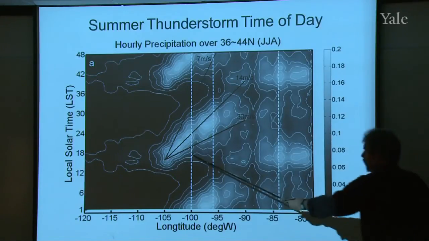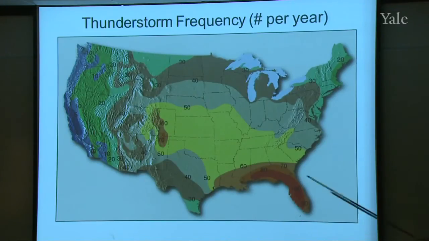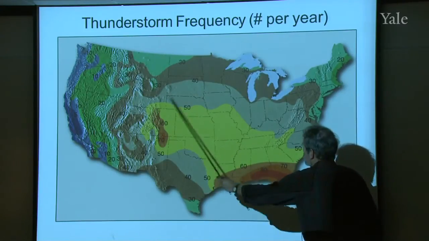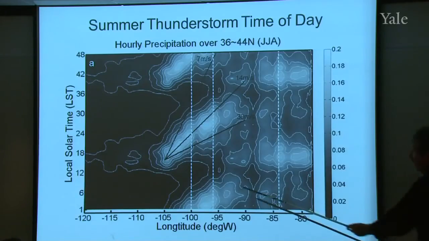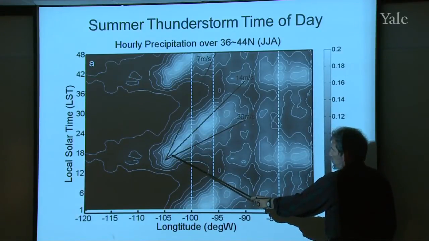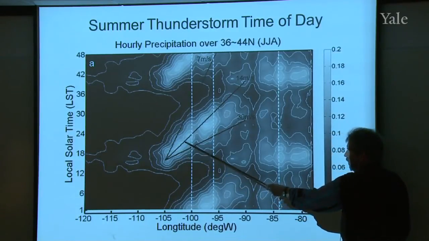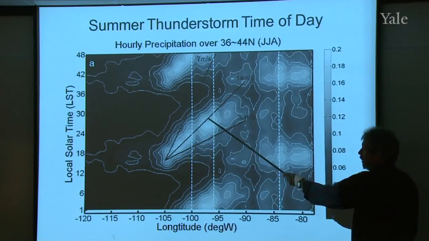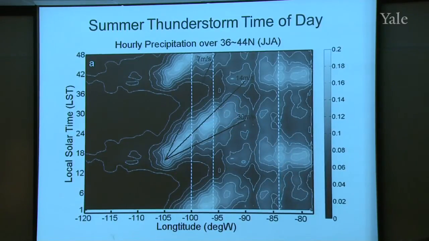But look what happens in this middle territory, which is basically this very large region through here. That has some other kind of a trigger, because look, that is advancing in time. As I move eastward, the time of day when thunderstorms occur is 6 o'clock, 9 o'clock in the evening, midnight, 3 o'clock in the morning, 6 o'clock the next morning, and so on. So you've got something that is departing from the simple idea of the sun as the driving force.